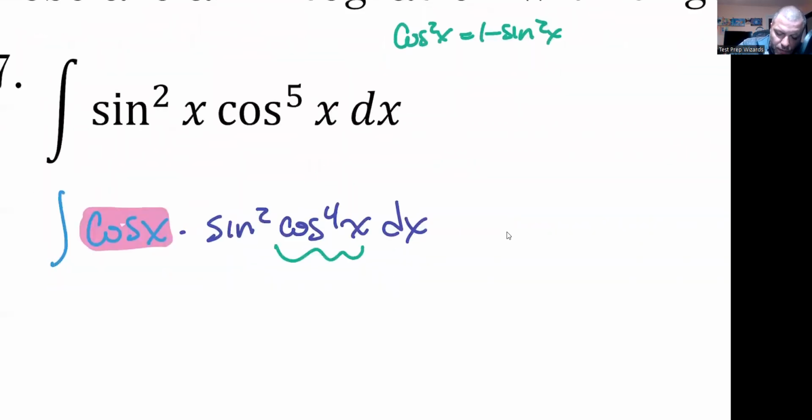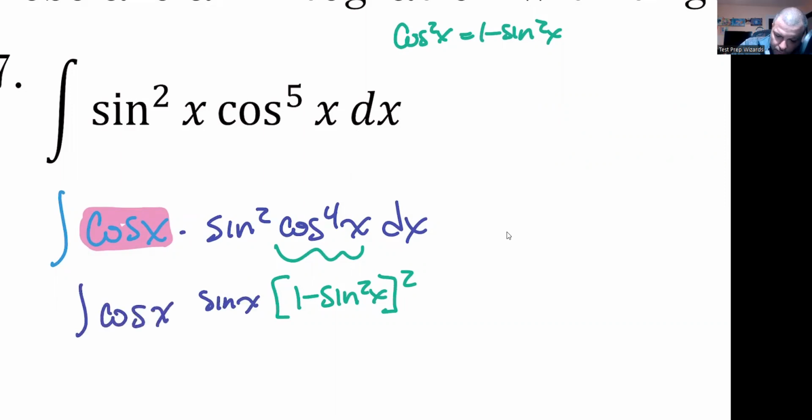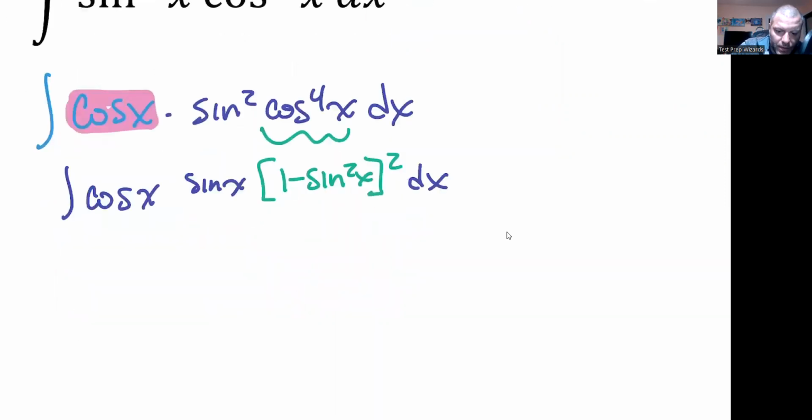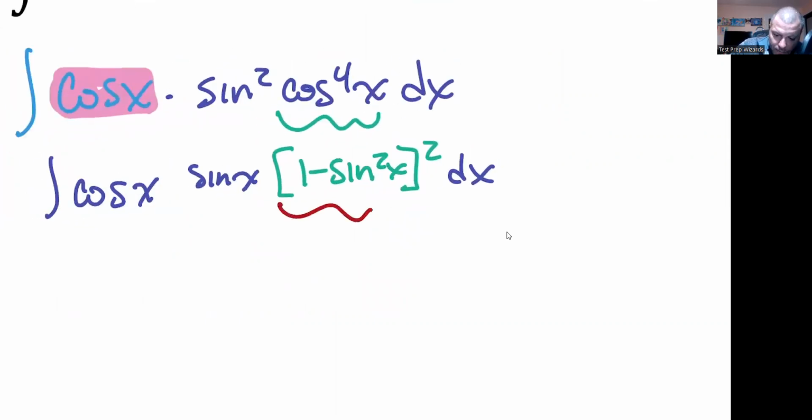So this cosine to the fourth power is like cosine squared squared. So we have 1 minus sine squared of x squared. We still have that sine of x. And we still have the cosine of x that we haven't touched. All right, so to make our life easiest, let's just expand out that 1 minus sine squared. That's going to be 1 minus 2 sine squared of x plus sine to the fourth power of x.